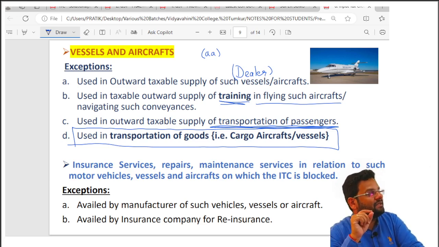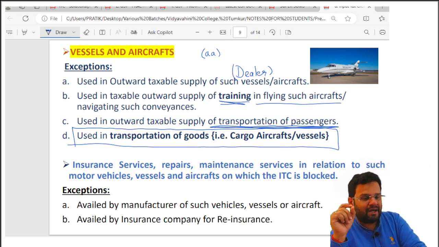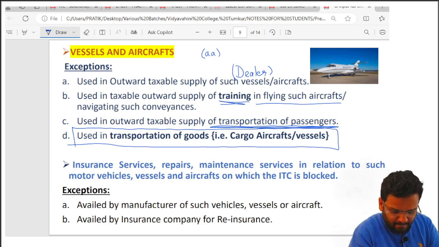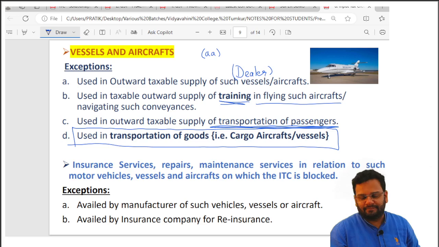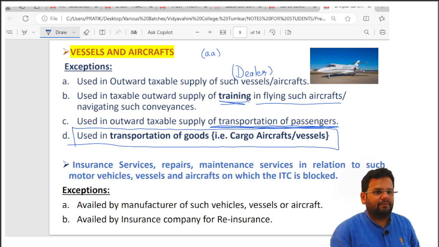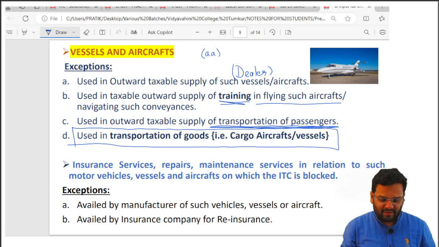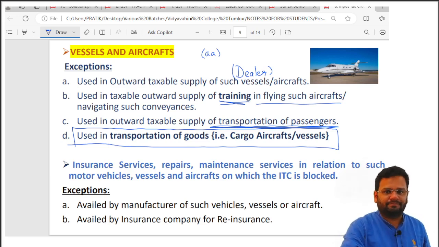But in points A, B and C, if you observe, what are they saying? Outward taxable supply, that is common. In point D, there is no such thing. It is directly said used in transportation of goods.